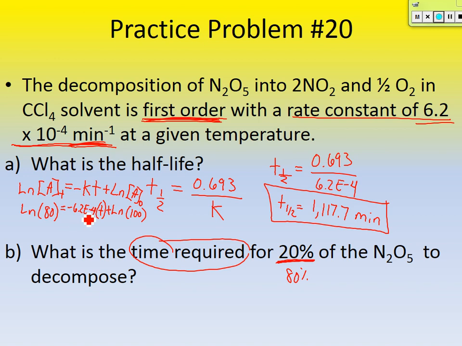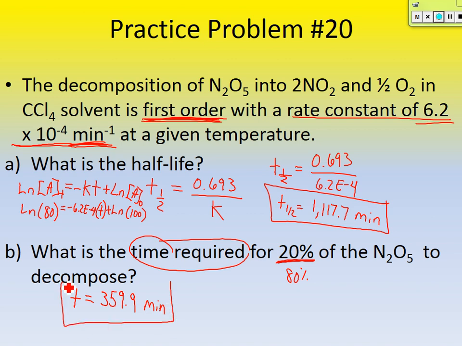Now, how would I get this rate constant away from the t? Divide by that. So let's divide by a negative 6.2 e to the 4th. And you should solve that t is equal to 359.9. That's what t should equal. But what are the units for time? Minutes. So you need to put minutes here.